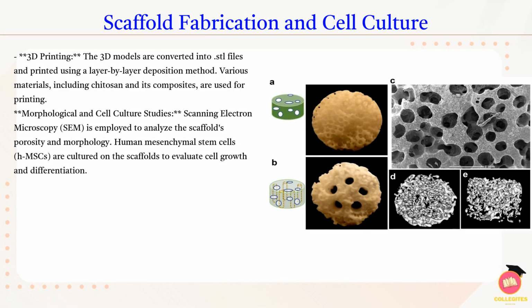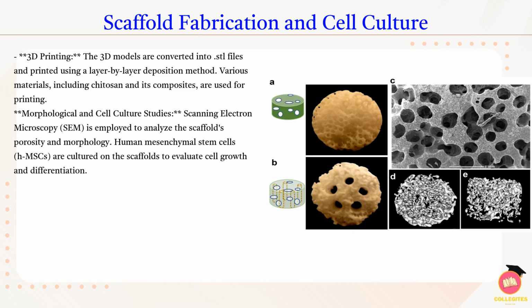The designed scaffold models are then fabricated using 3D printing technology. Chitosan and its composites are used as materials for printing. Scanning electron microscopy, SEM, is used to analyze the scaffold's morphology and confirm the desired pore structure.